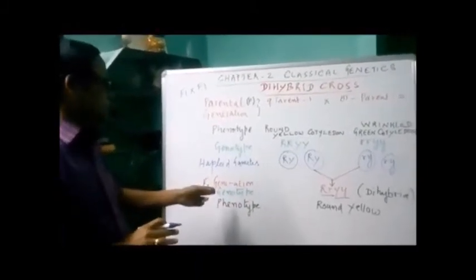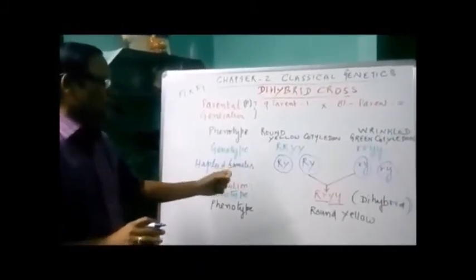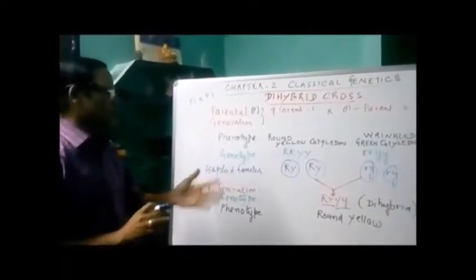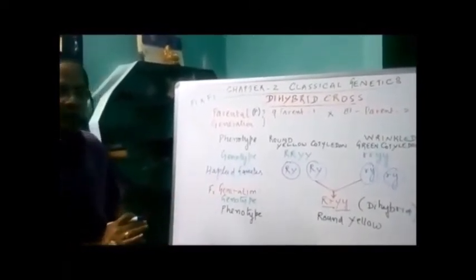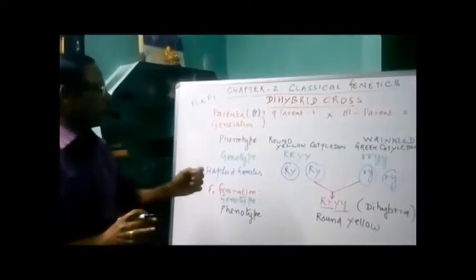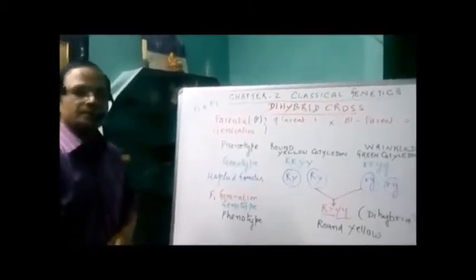What is the nature of the genotype? Capital R, small r, capital Y, small y. Then the phenotype is round yellow. Now what would happen if this F1, that is, the dihybrid plants, are selfed? What are the types of gametes produced by each parent? We'll see.